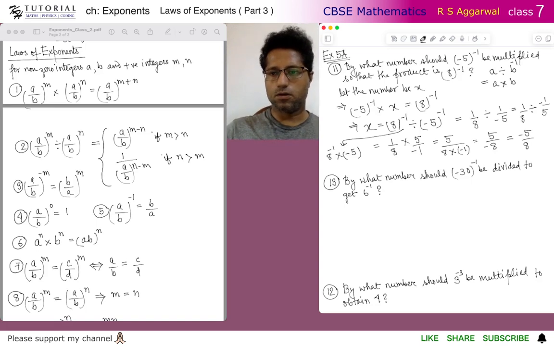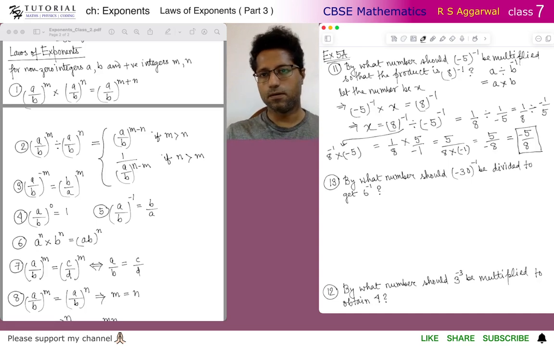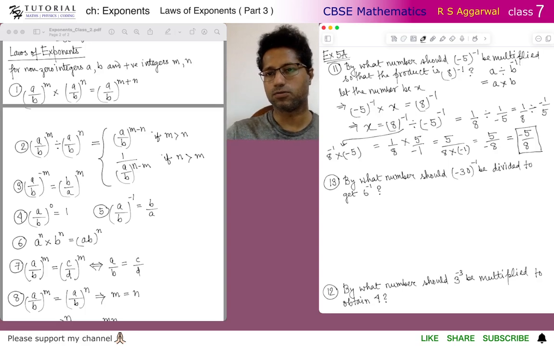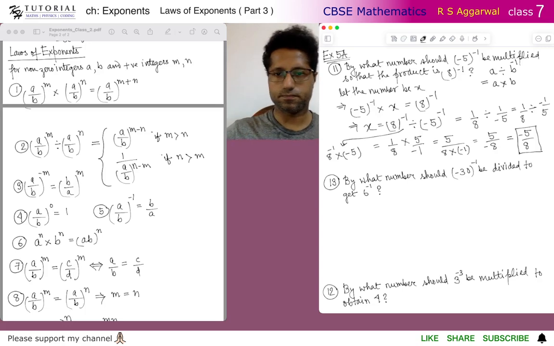Okay, so the answer is x is minus 5 by 8. So you have to multiply minus 5, reciprocal of minus 5, with minus 5 by 8, so that it gives the product as 8 raised to the power minus 1.